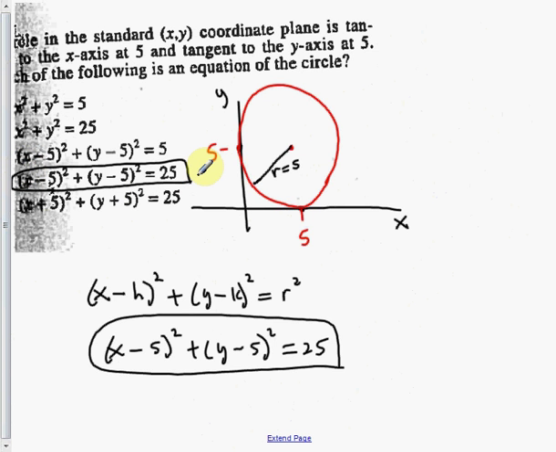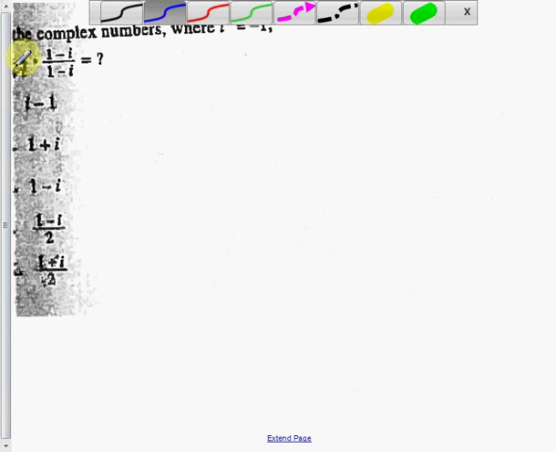Is that all right? Okay. I could not make out this part over here.